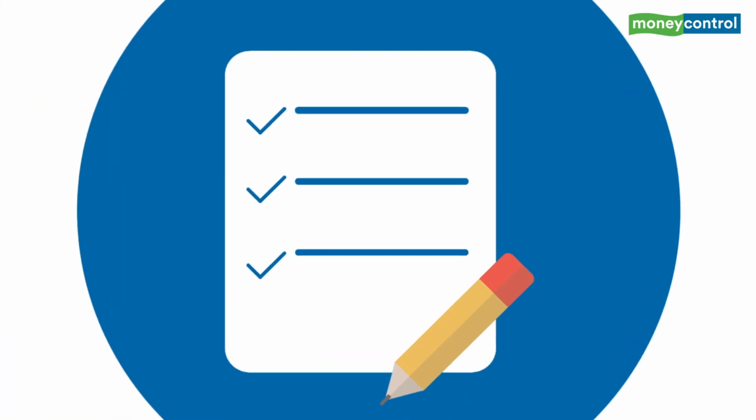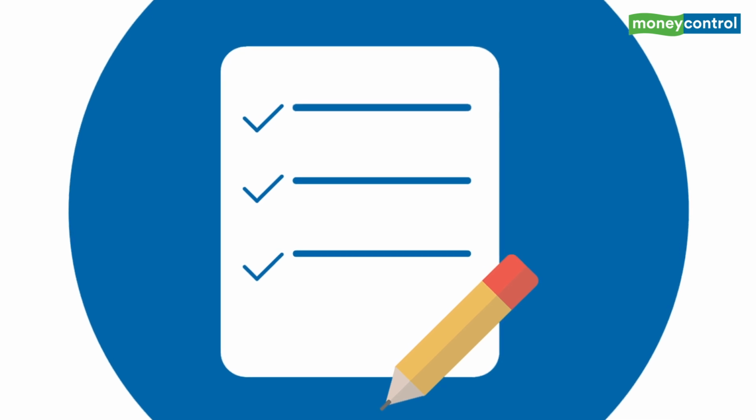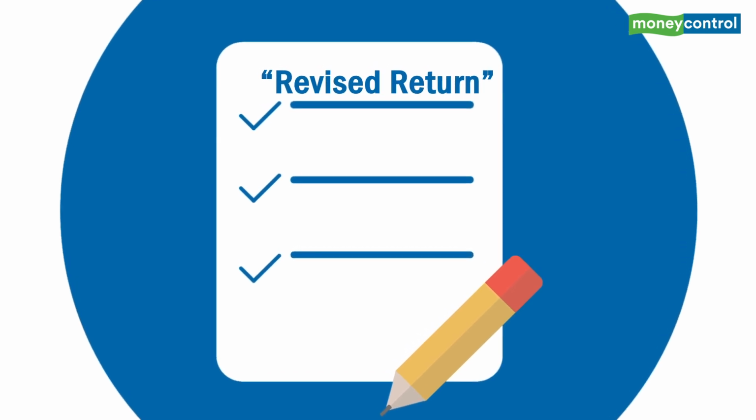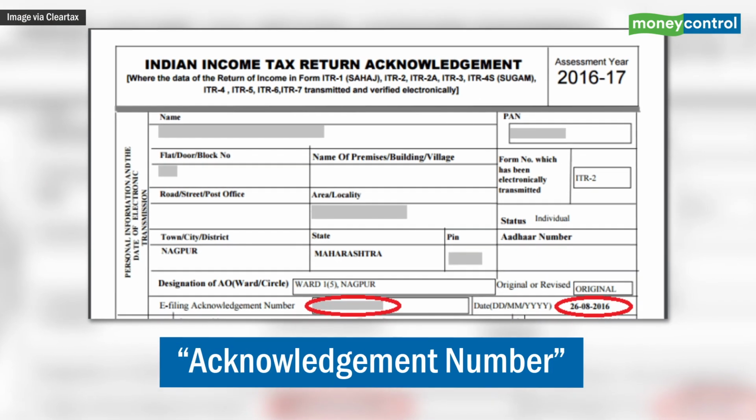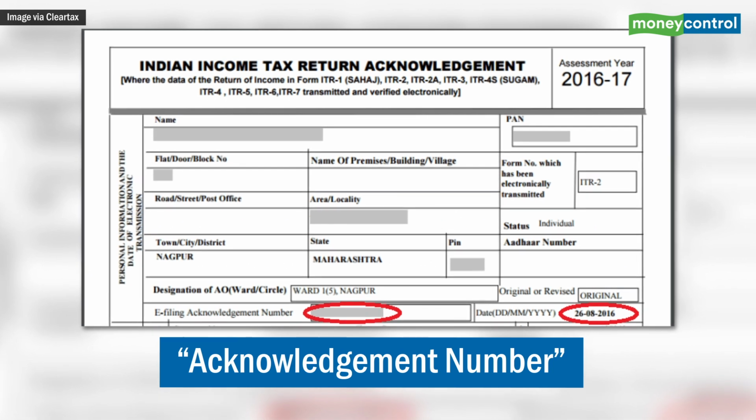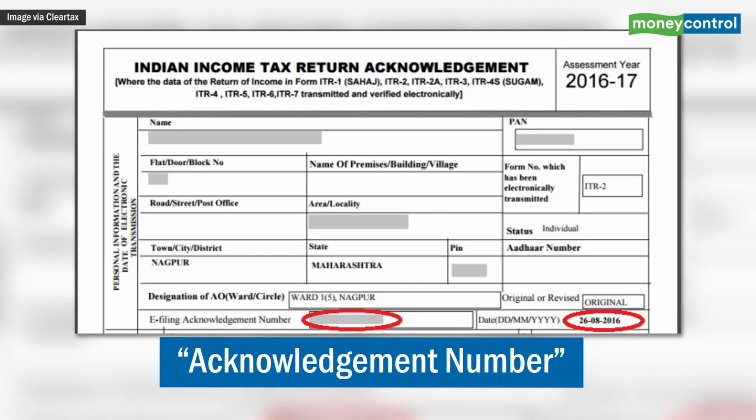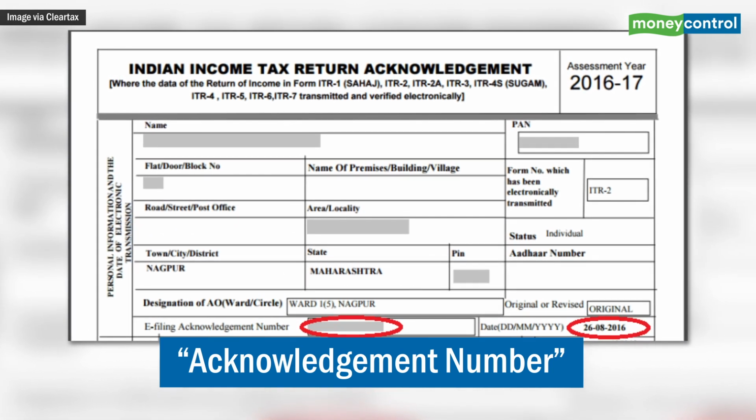There are 2 additional steps. Do not forget to tick on the revised return box, and the acknowledgement number of your original or previous return in the form also needs to be filled while revising your return.